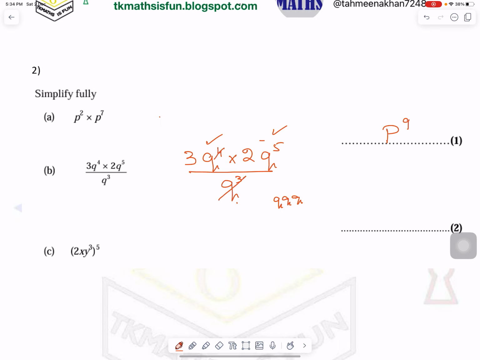Suppose I am cancelling with this, so only one will be left here. Right, one will be left here. So now what are you left with? This will multiply. 3 times 2 is 6. This is q power 1 and q power 5, which means q power 6. Why? Because the base is the same and there is multiplication in between. So I will add the powers.